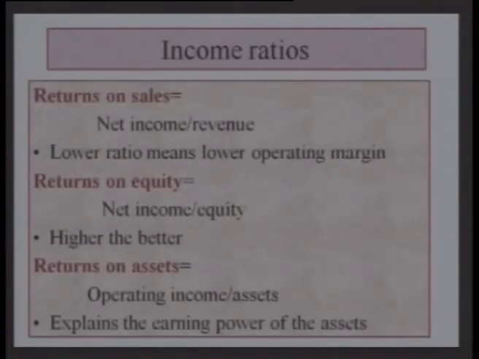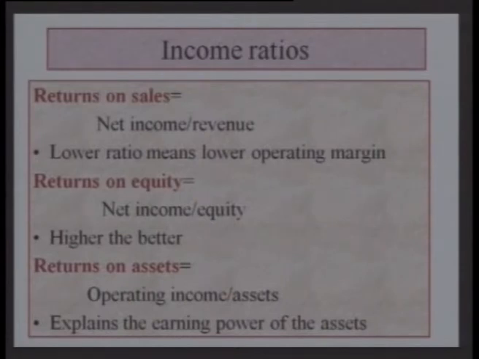Next are the income ratios. Among the income ratios, we have the returns on sales, the returns on equity, and the returns on assets. Returns on sales is nothing but the ratio of net income to revenue. So what is the proportion of net income to the total revenue which is generated? This should be higher and higher in order to show the financial efficiency of the firm.